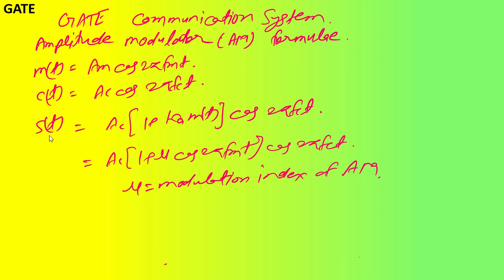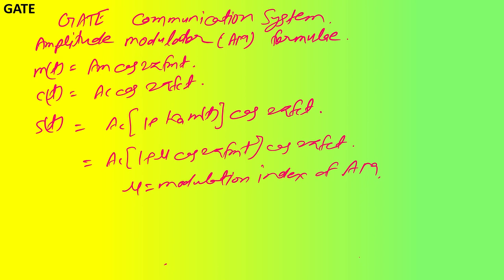So the modulated signal will be Ac into 1 plus Ka into m(t) cos 2 pi fc t. As you know, this Ka will be my sensitivity, right? So the sensitivity of the modulator is Ka. Now if you put m(t) equal to Am cos 2 pi fm t, then Am into Ka will become mu, that is the modulation index.